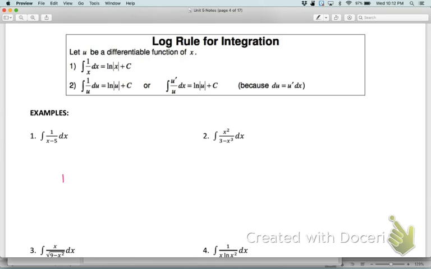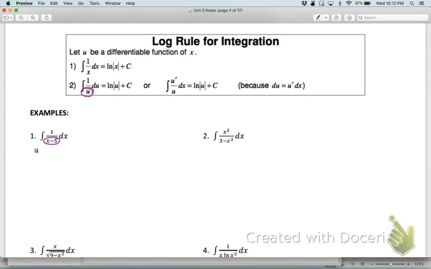Okay, let's use those rules to do the first few examples in these notes. So the first one is the antiderivative of 1 over x minus 5. Now, this is not 1 over x, so we have to use u substitution. So remember, we're always looking for the inside and the outside. When you have a u substitution where it's going to end up being a log, you're always going to choose the denominator to be the u, because we want it to be over u.